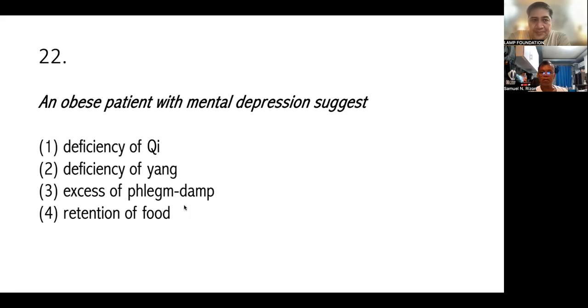Okay, number 22, an obese patient with mental depression suggests: one, deficiency of Qi; two, deficiency of Yang; three, excess of phlegm damp; four, retention of food. Except number 4, Doc. So my answer is letter A, 1, 2, 3. Okay, what's the difference in terms of symptomatology between Qi deficiency and Yang deficiency? Which came first, Qi deficiency or Yang deficiency? I think Qi deficiency. Okay, very good, Doc. Yeah, Qi deficiency.